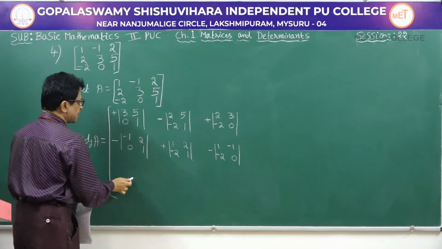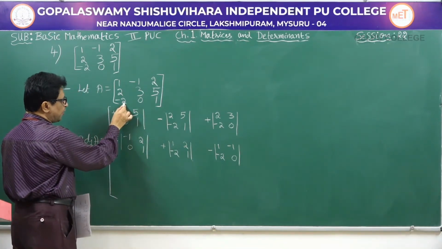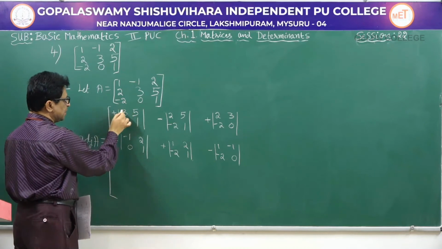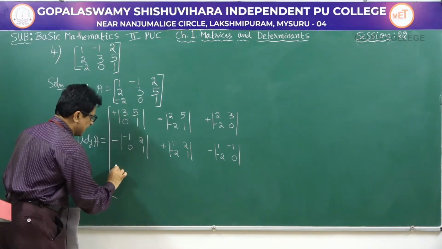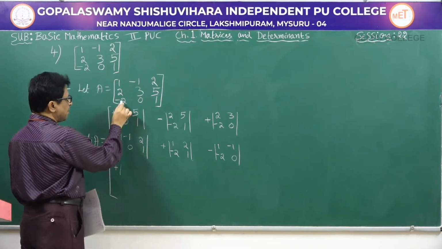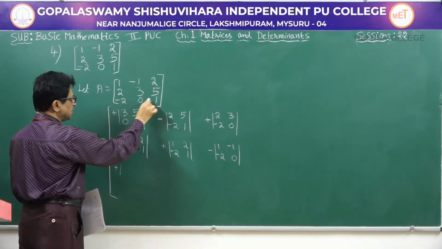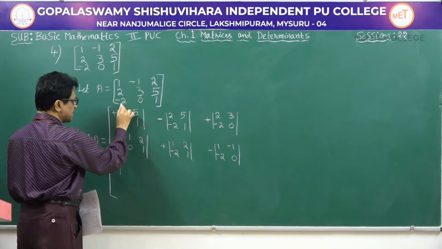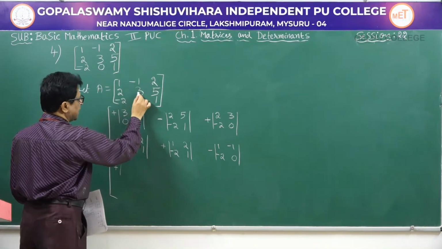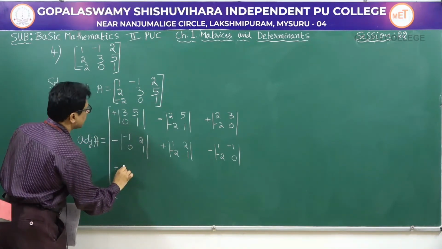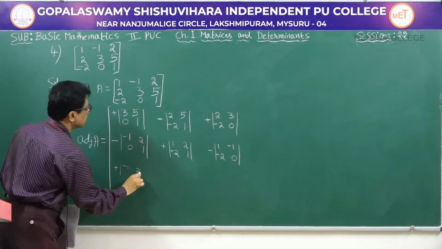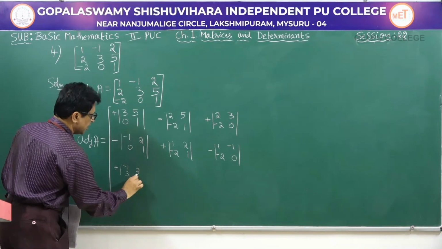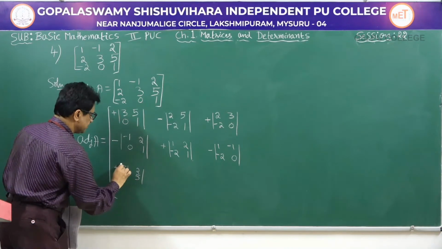Next we pass on to the next row. Let us find the cofactor of -2. So first we shall write the sign plus. -2 lies in the third row, first column. We eliminate the third row and first column and take the determinant of the remaining elements. Determinant of -1, 2, 3, 5.